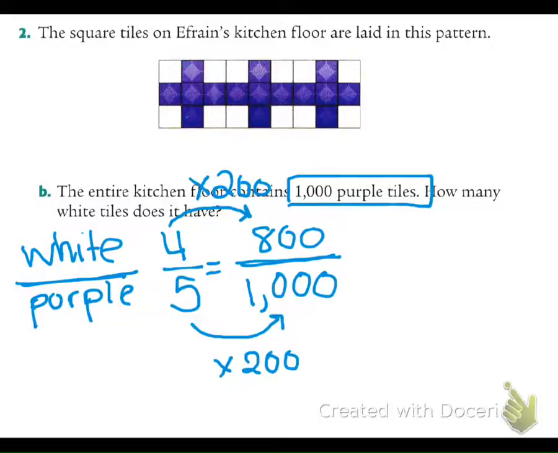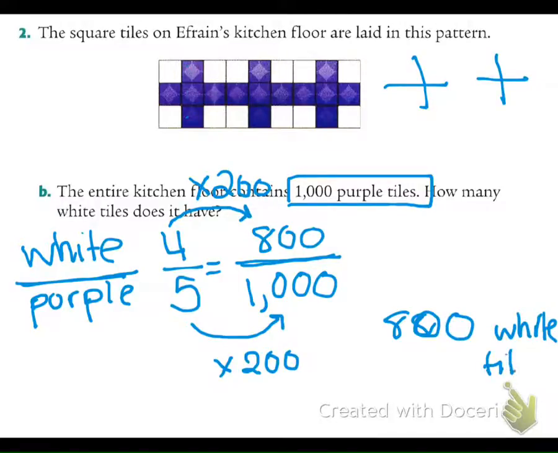If I think about 800 to 1,000, the ratio, I know that it's just repeating the same pattern over and over again. I wouldn't want to draw that over and over again, so I'm using equivalent ratios to find my answer. Don't forget to answer your question with a label. There will be 800 white tiles. Take a moment to pause and look over this question if you need more time.